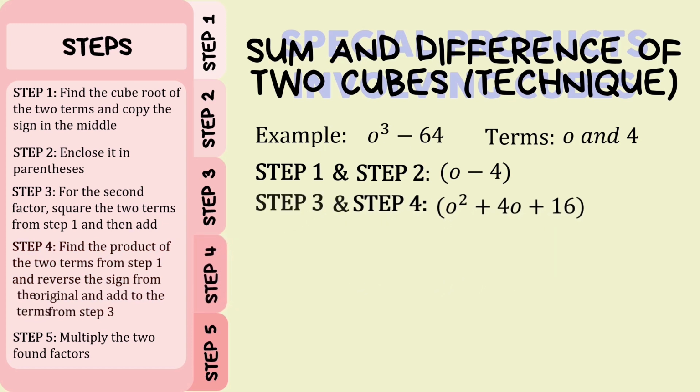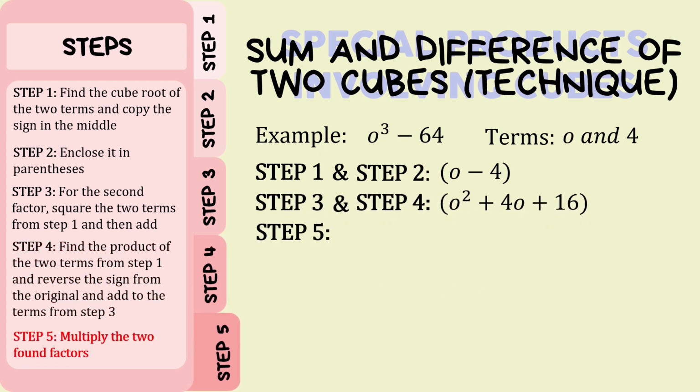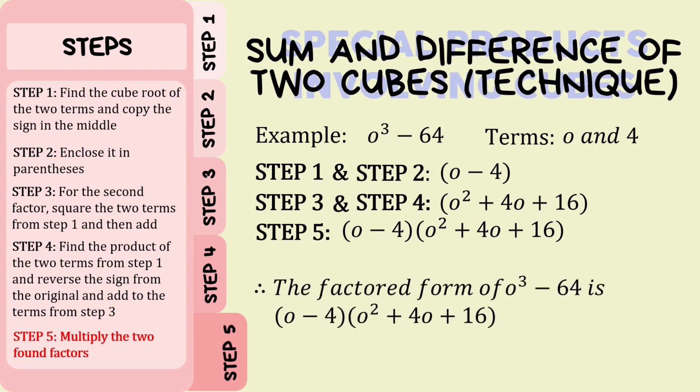After that, we would just need to multiply the two found factors. This would then be our final answer. The factored form of o cubed minus 64 is o minus 4 times quantity o squared plus 4o plus 16. And that's it for the last special product.